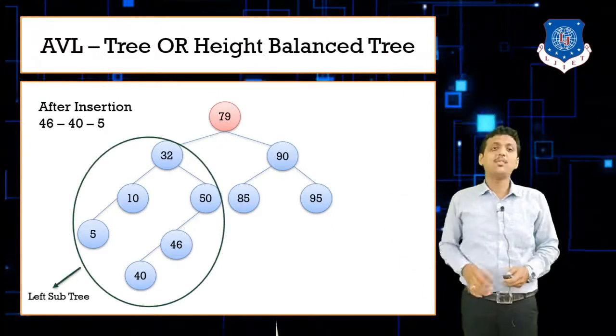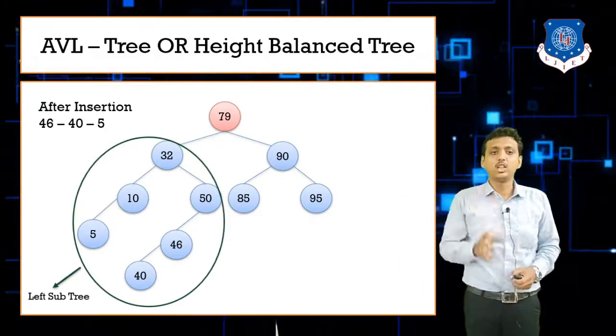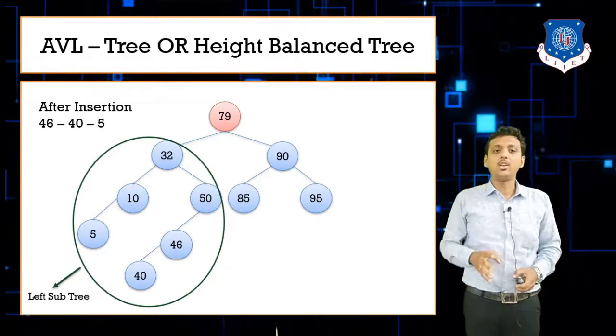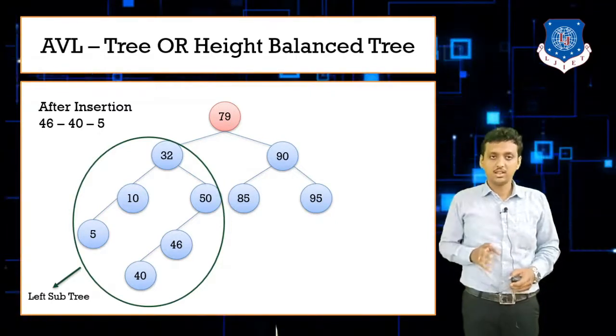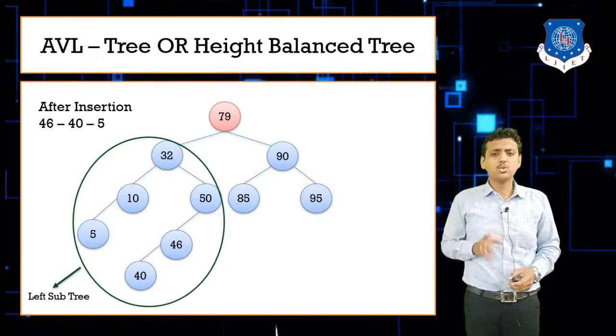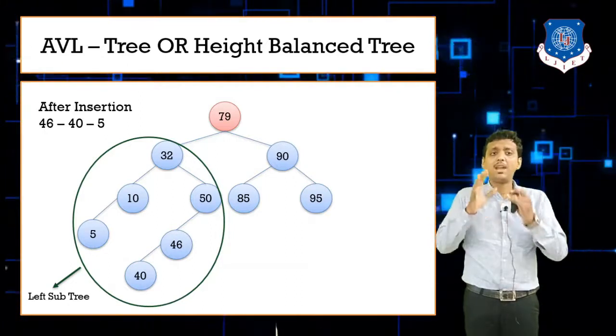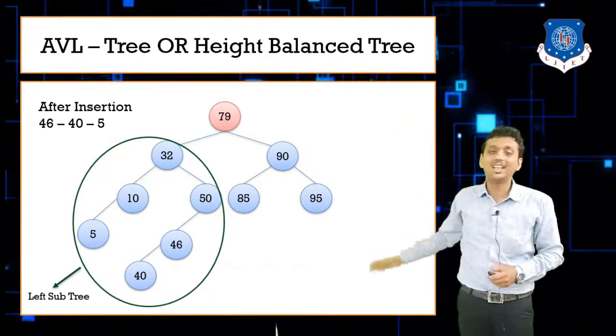This is our new left subtree which contains 32, 10, 50, 5, 46 and 40. Fine. So what happens over here, students, is that now the height of my left subtree has increased.